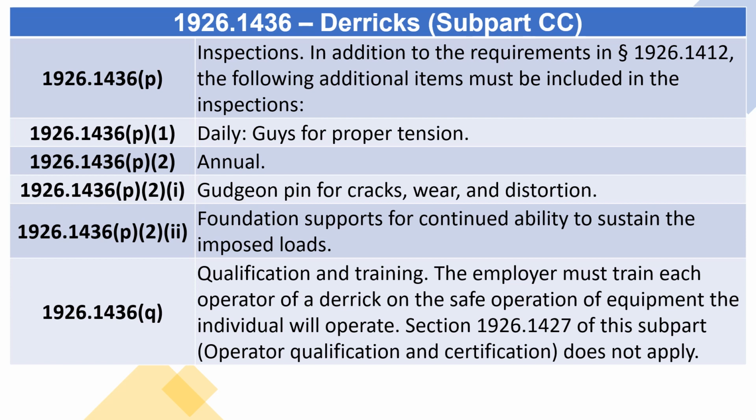1926.1436(q) Qualification and training. The employer must train each operator of a derrick on the safe operation of equipment the individual will operate. Section 1926.1427 of this subpart, Operator Qualification and Certification, does not apply.